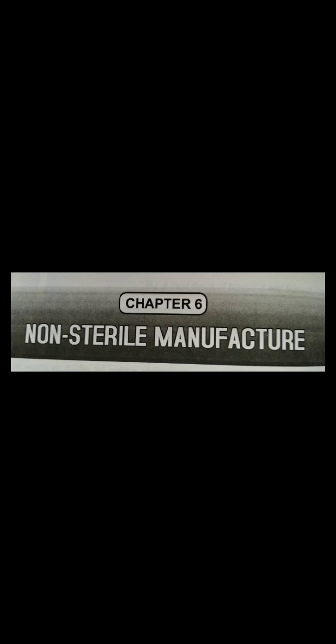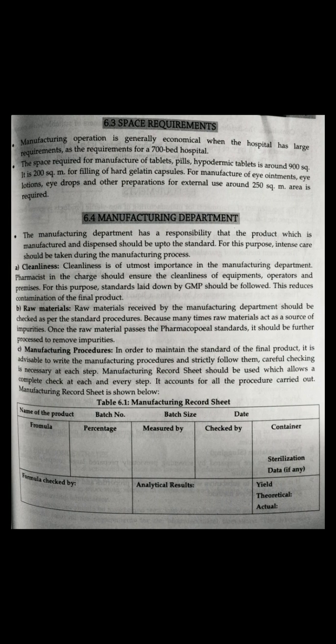Then the next point is space requirements. In space requirements, manufacturing operations are generally economical when the hospital has large requirements, such as the requirements for a 700 bed hospital. The space required for manufacture of tablets, pills, and hypodermic tablets is around 900 square meters.